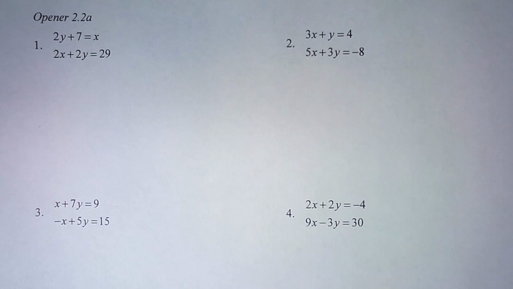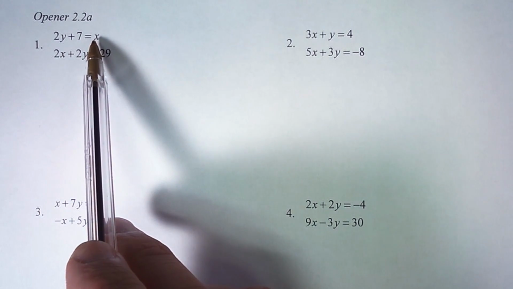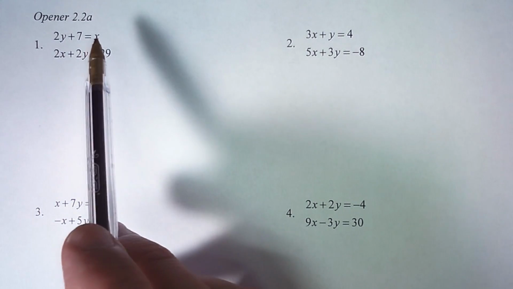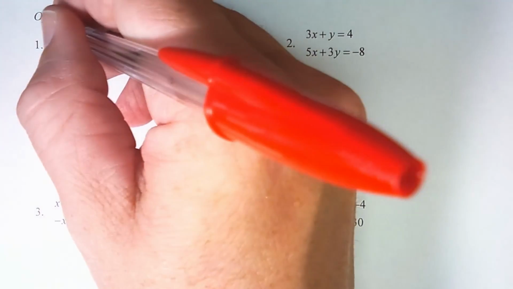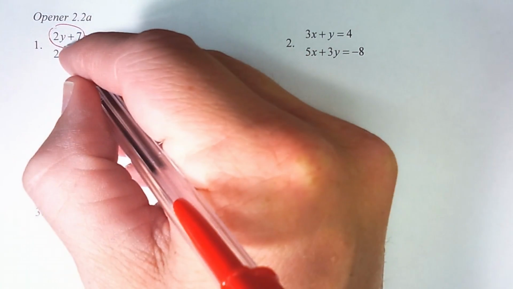Before we start solving 3 by 3 systems, let's open up with some practice on 2 by 2 systems and make sure we're good with that. So here I've got x all by itself. I think the easiest way to do this is going to be substitution.